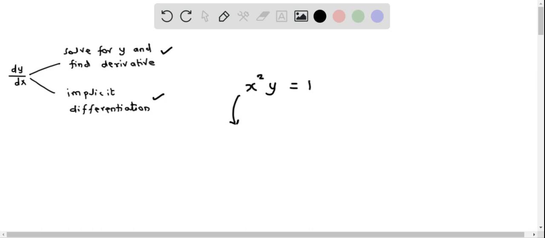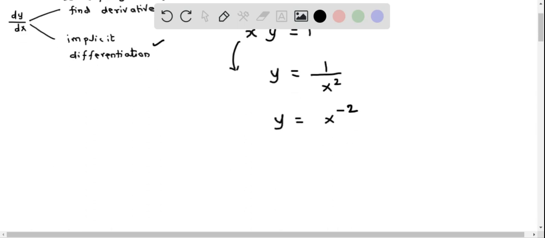That is, we divide both sides by x squared so that we get y equals 1 over x squared. And this can be written in power form as x raised to the power of negative 2. So we got the expression for y. We are going to find the derivative of y with respect to x. So I write dy by dx is the derivative of y with respect to x.